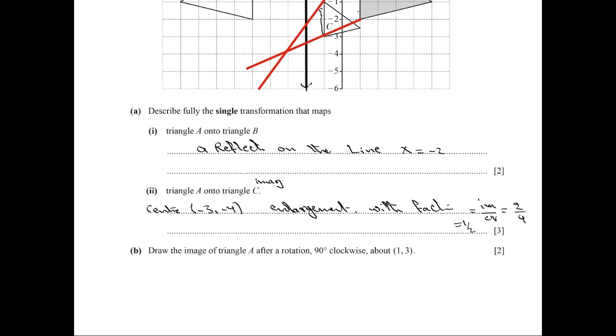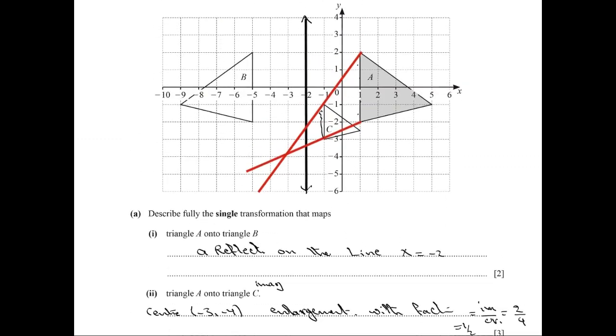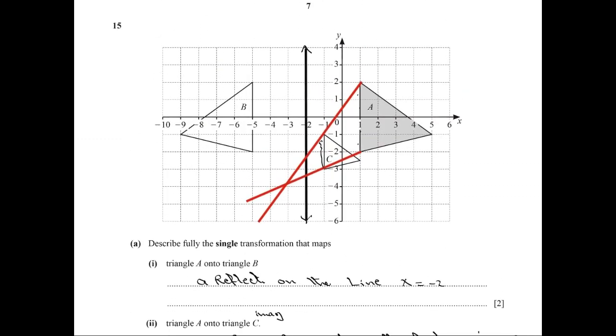Image over original. Draw the image of the triangle A after rotation 90 degrees clockwise about the point (1, 03). Here is the point. You have to draw the triangle using the tracing paper. We don't have tracing paper now, so I will give you the coordinates of your answer, and you have to use the tracing paper to solve this problem.